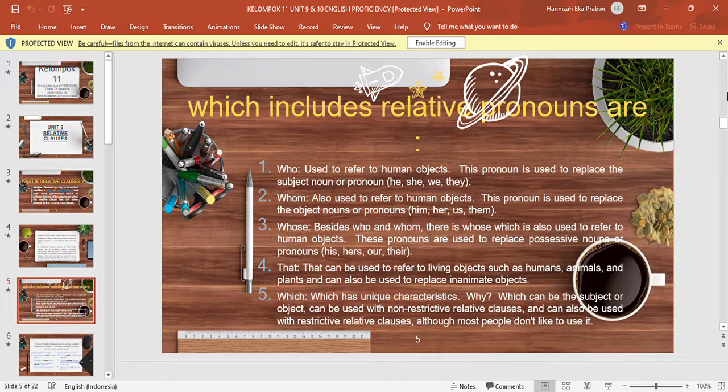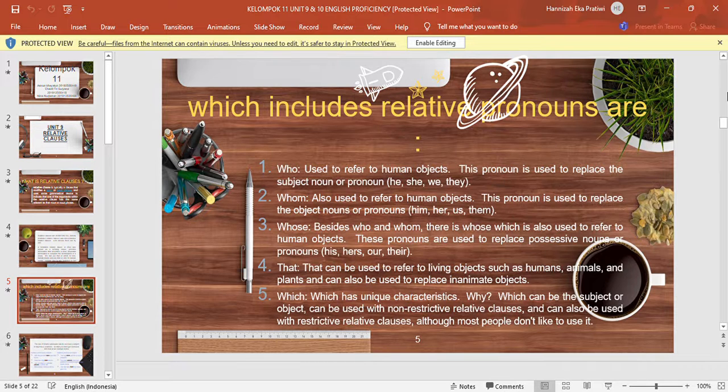Next, the relative pronouns are, first, who, used to refer to human objects. This pronoun is used to replace the subject nouns or pronouns, for example, he, we, they. Second, whom, also used to refer to human objects. This pronoun is used to replace the object nouns or pronouns, for example, him, her, us, and them.